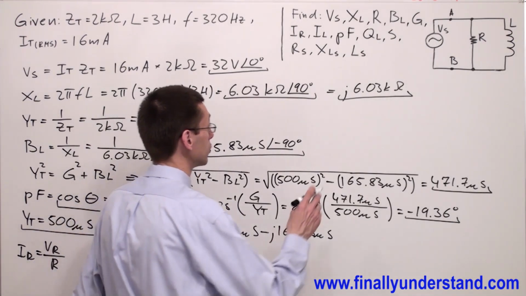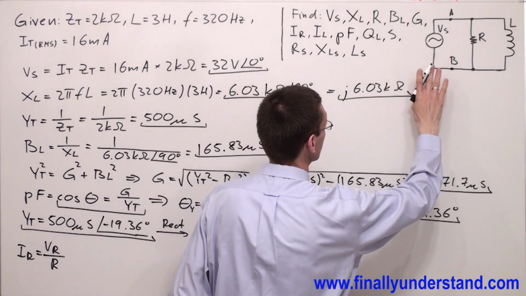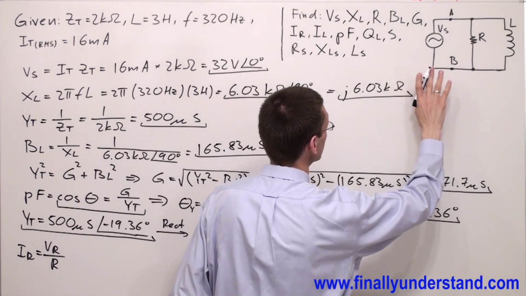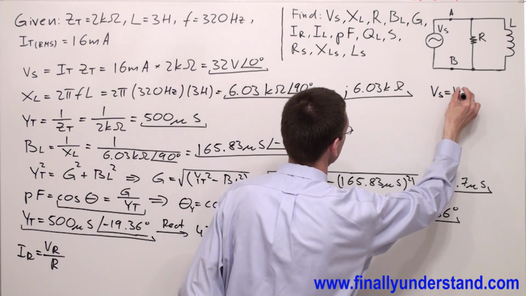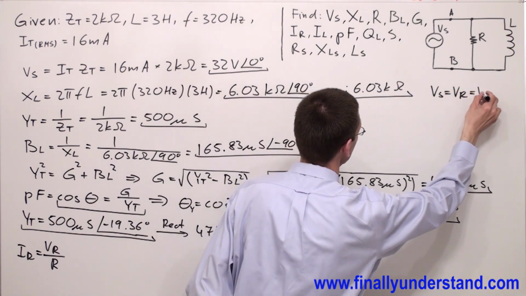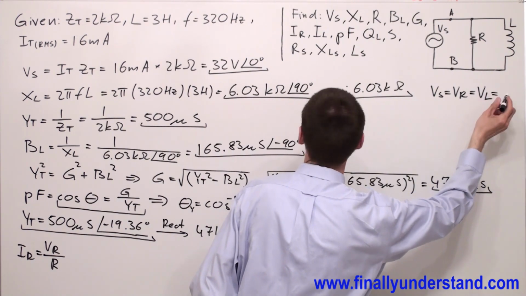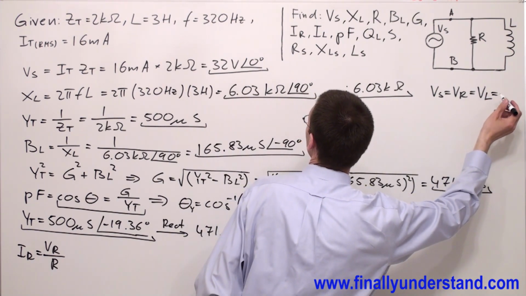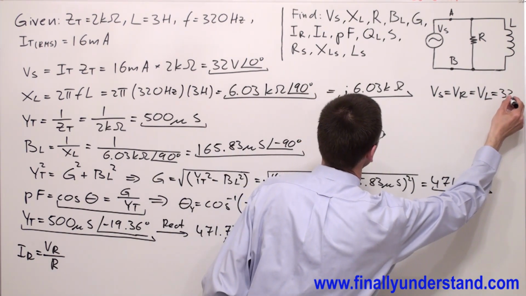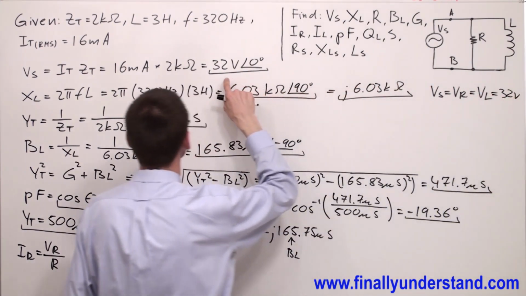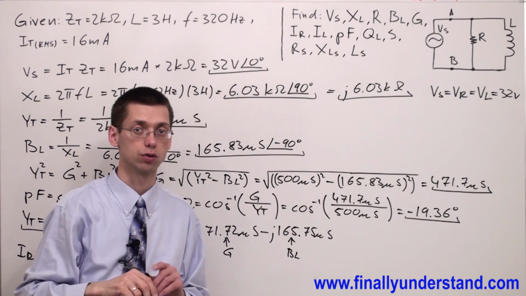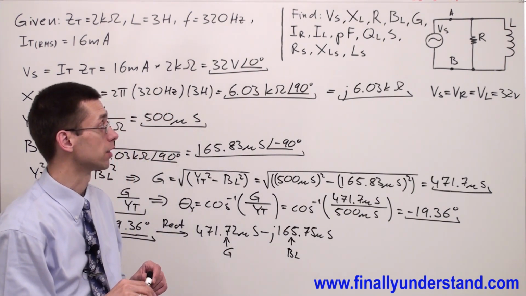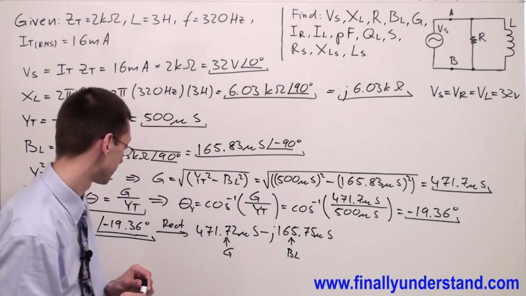It's not given? Let's check. This is a parallel circuit. In a parallel circuit, voltages are always the same. So I can say that the voltage source is equal to the voltage across the resistor and is also equal to the voltage across the inductor. And everything is equal to 32 volts. Why 32? Because we found the voltage source. Remember, voltages across the components in a parallel circuit are the same.